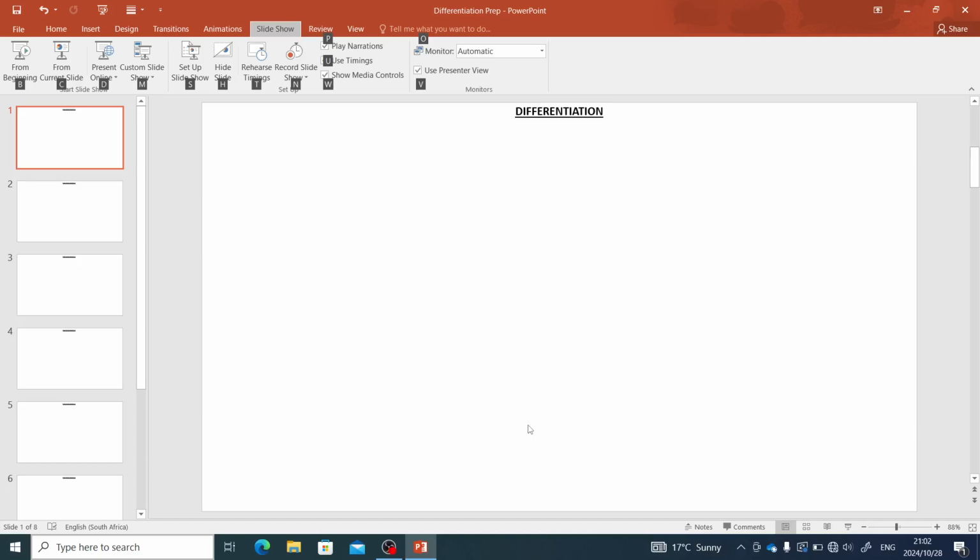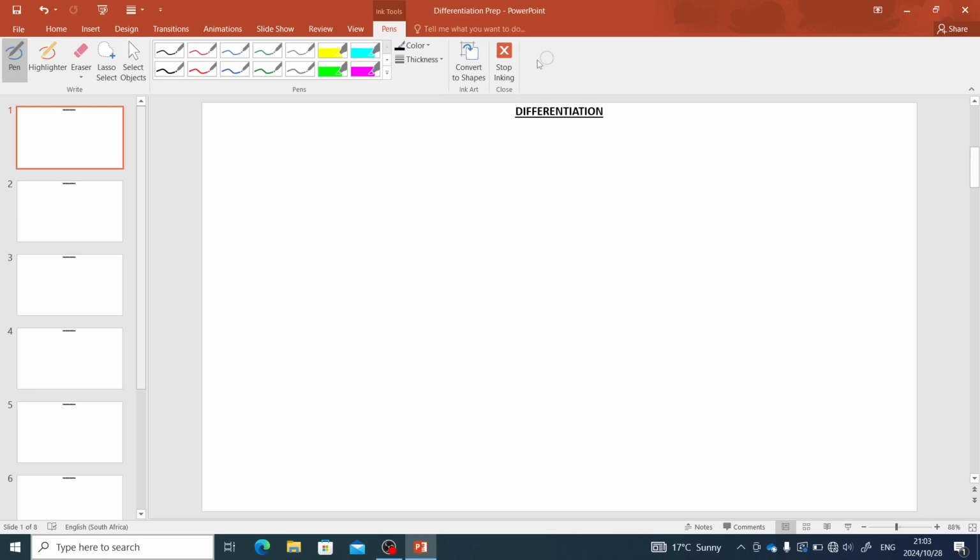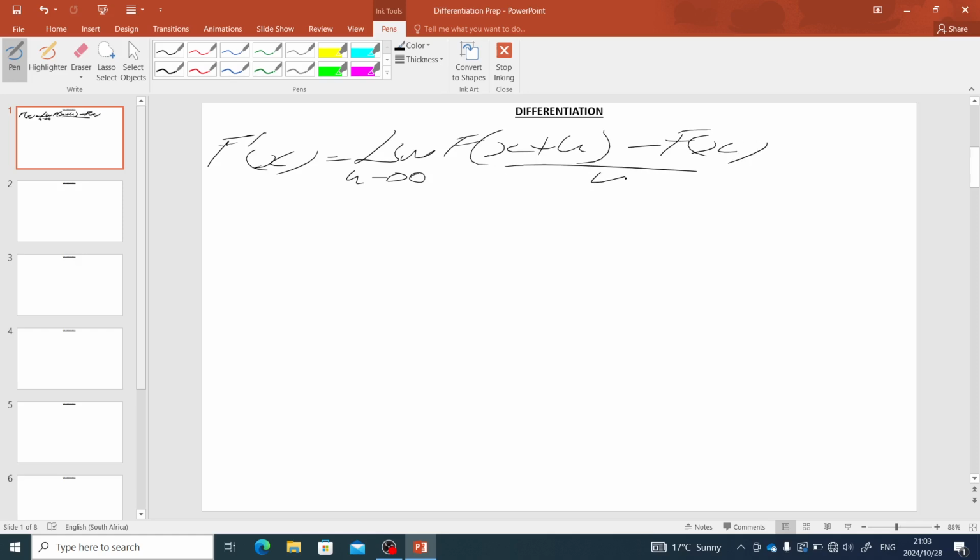Good day, good people. Let us look at the application of the first principle. Now, when we talk of the first principle, this is what we talk about: limit as h approaches zero, f of x plus h minus f of x, divided by h. This would be your first principle.